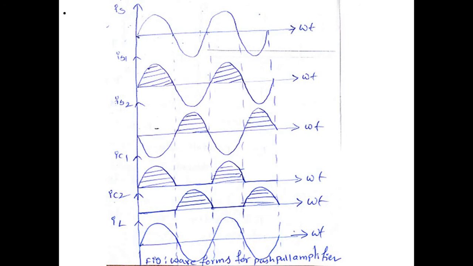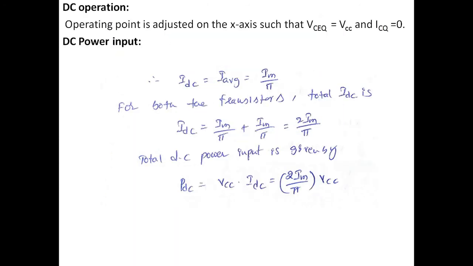Now we need to derive the efficiency of this class B power amplifier. For this we need to derive both the DC power as well as the AC power. Let us move on to how to derive the DC power. Let us see the DC operation. We need to adjust the operating point and shift it towards the x-axis, where VCEQ becomes VCC and ICQ is equal to 0.